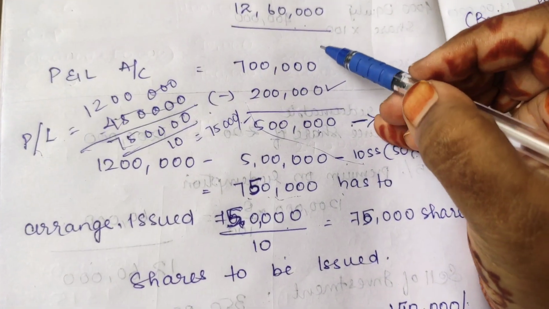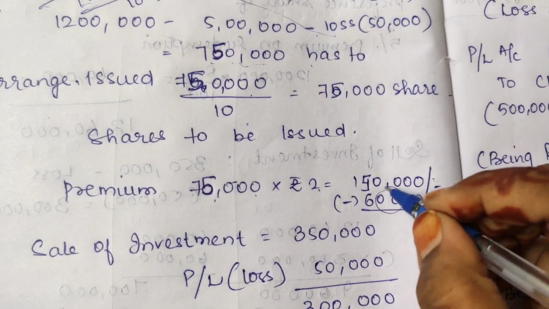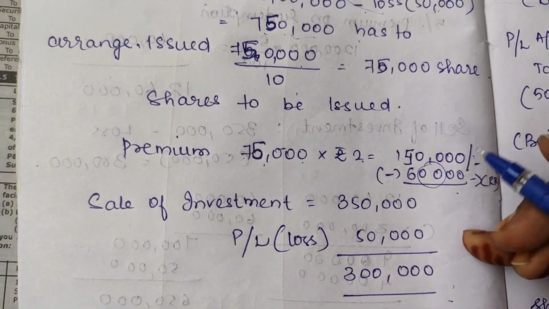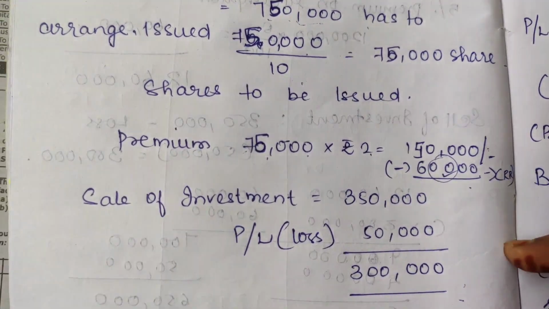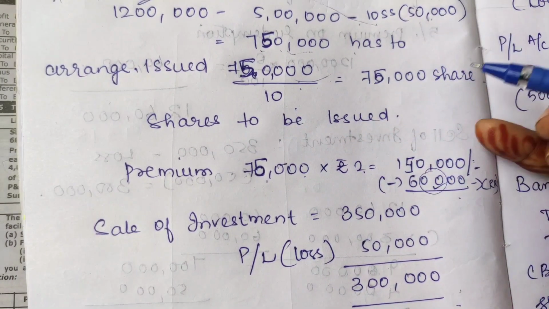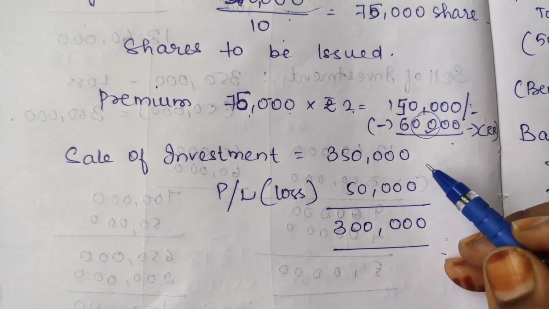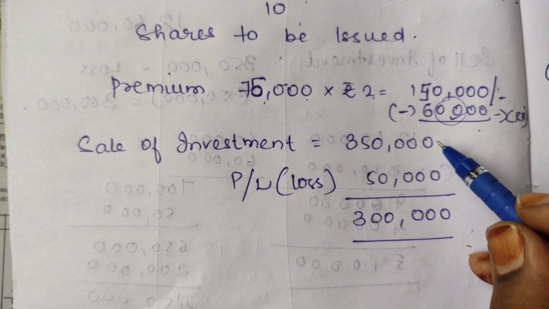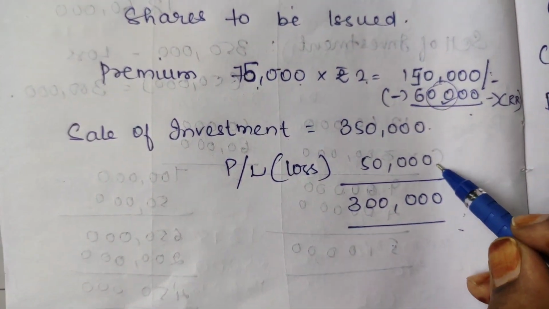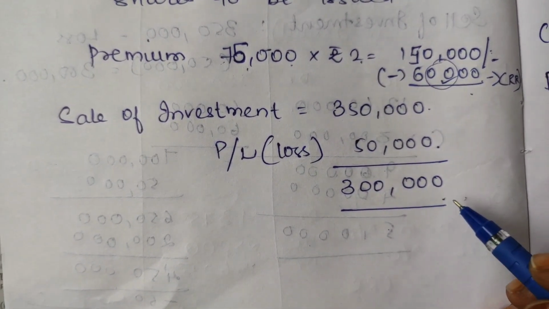So we need to pay this premium as well, no? So that premium will be taken from this premium. Okay, so easily we can arrange for this premium also. After issuing the shares, we can easily arrange the capital also. Here, the sale of investment which we need to sell, whose real value is 3,50,000, but we have to face a loss of 50,000. So the actual value we are receiving is 3 lakh.